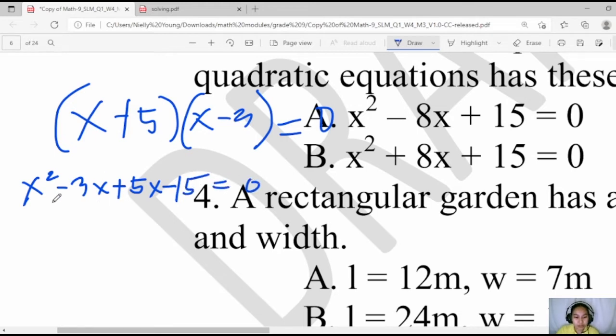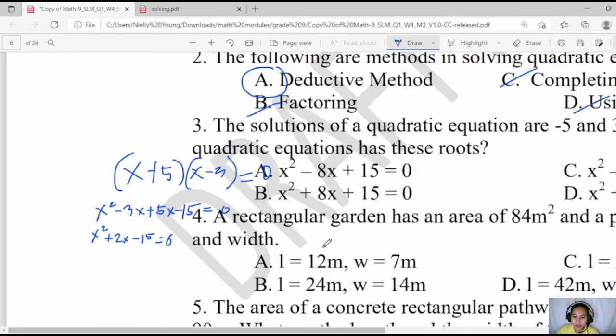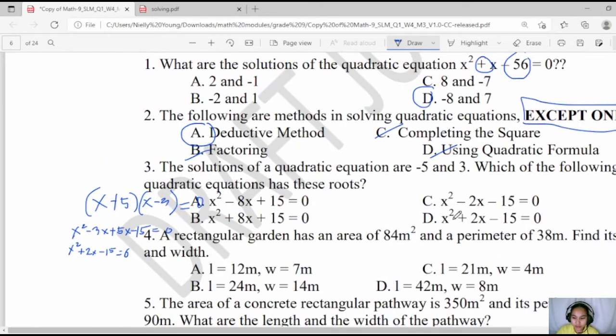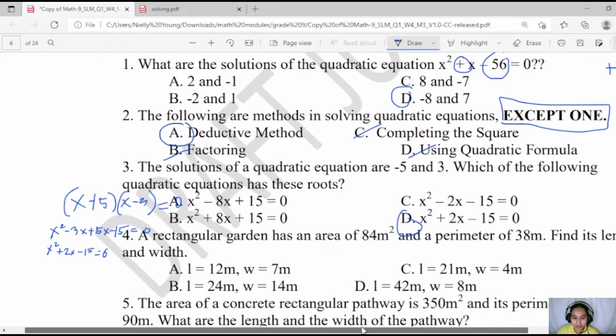Combine the like terms. That is x squared, then negative 3x plus 5x. Since they have different signs, you subtract. So 2x, then follow the greatest sign, that is positive. So that's x squared plus 2x minus 15 is equal to 0. So the answer here is letter D.